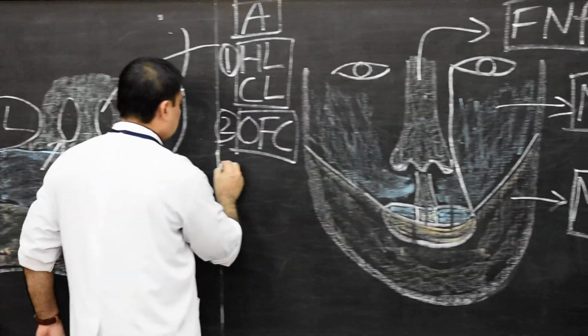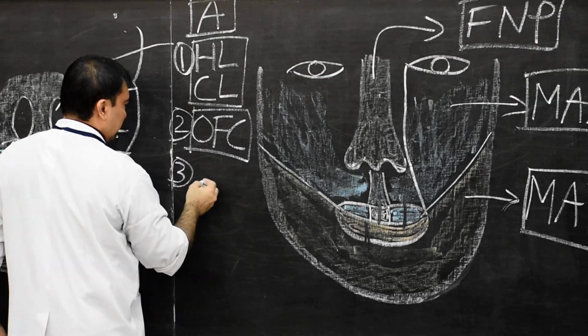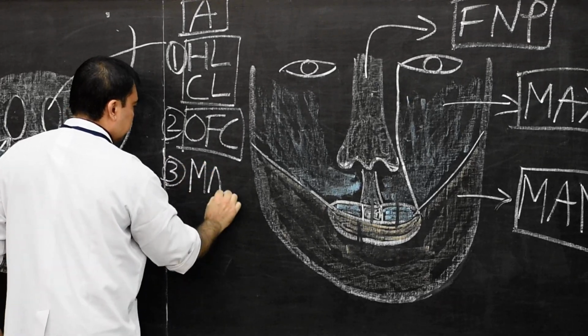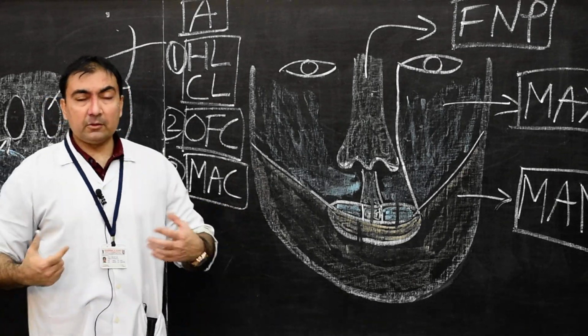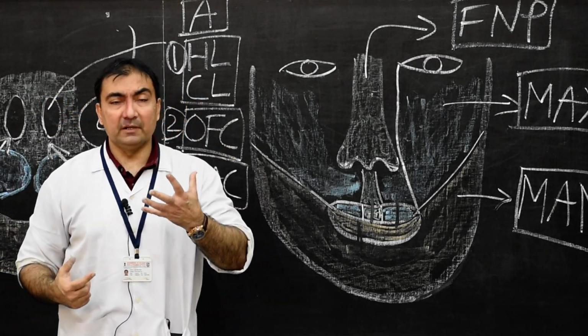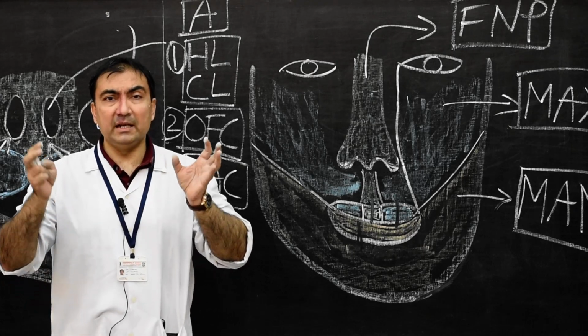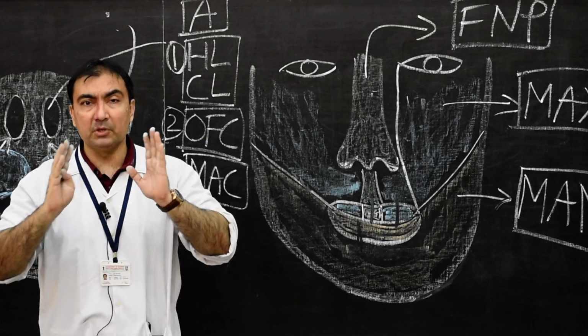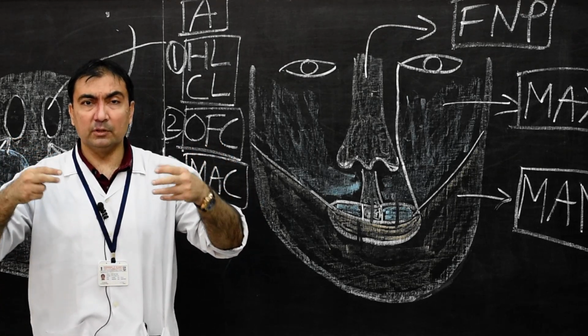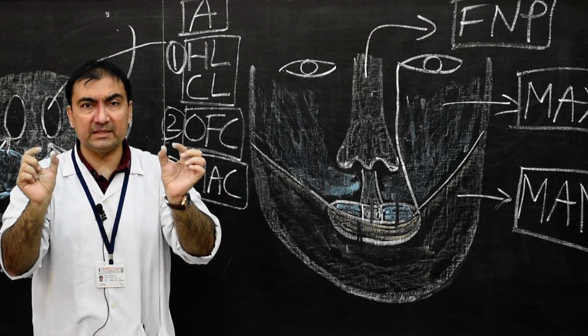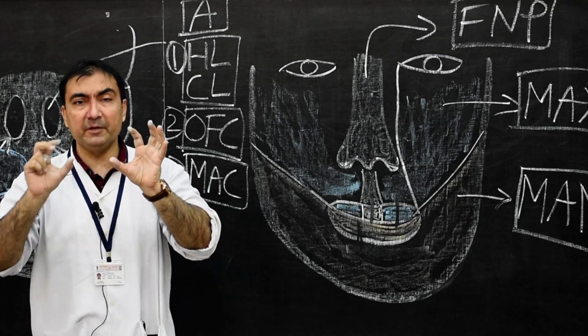Then we come to the third anomaly. Now here, this will be known as macrostomia. In macrostomia, the mouth will be large. And why will the mouth be large? Because of less fusion of maxillary with mandibular process. These 2 processes will fuse very little. Only a small amount will fuse with each other, as a result of which the mouth will be very large.